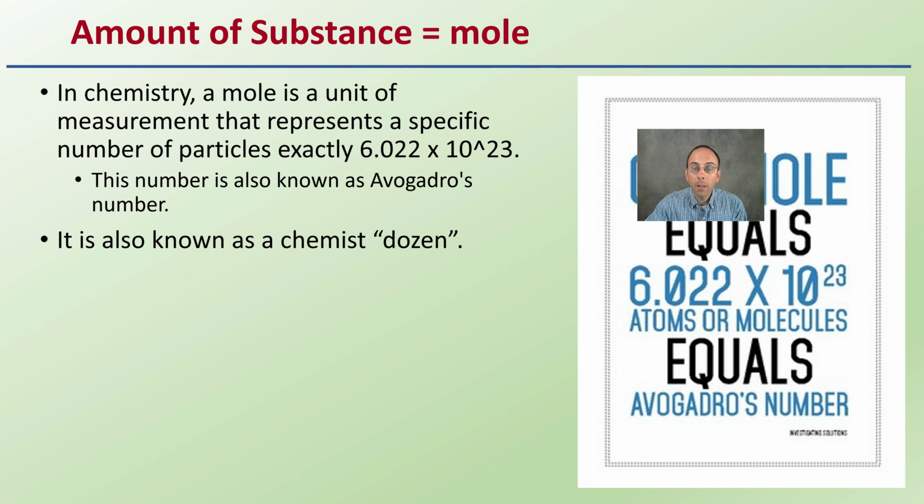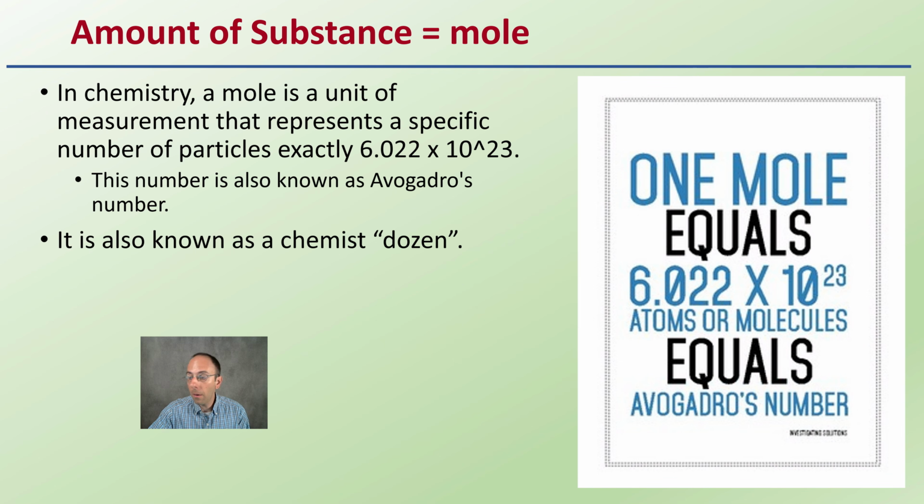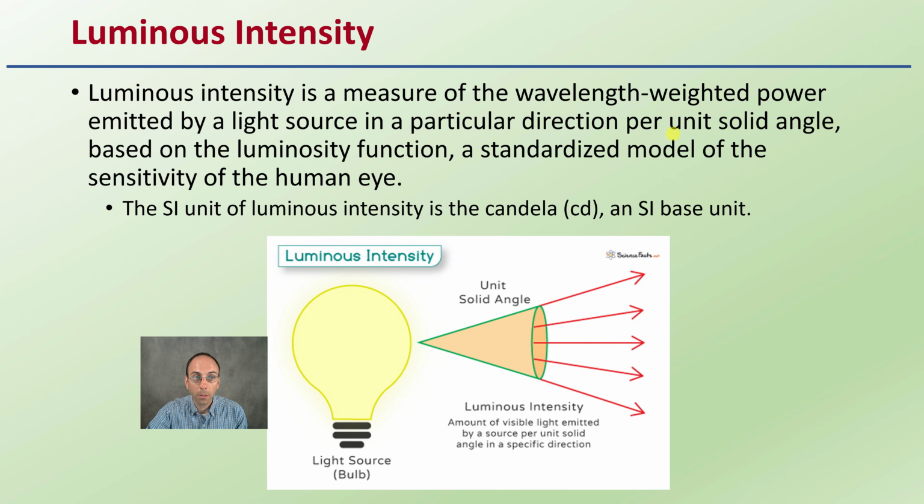Now, the amount of a substance is a mole. You're going to hear definitely more about this within chemistry. A mole is a unit of measurement that represents a specific number of particles, which is exactly 6.02 times 10 to the 23rd. So you're going to take that decimal and move it 23 times. It's an extremely large number. It's known as Avogadro's number, and consider it like a chemist's dozen. When we say a dozen, we know it's 12. When we say a mole, we know it's this 6.02 times 10 to the 23rd.